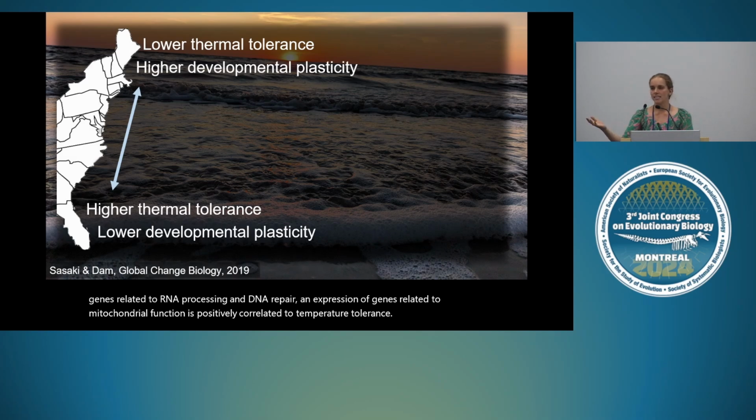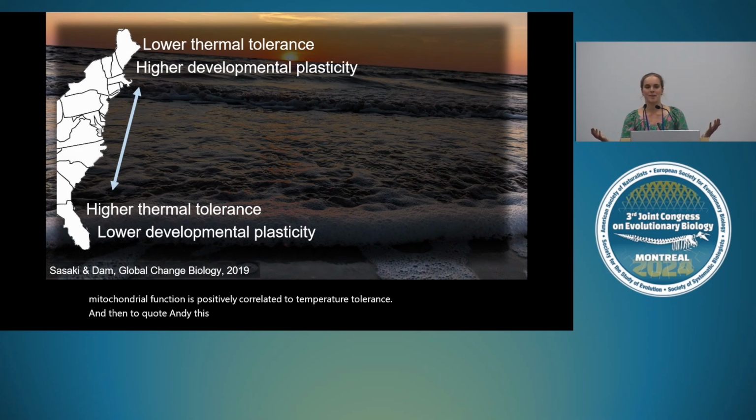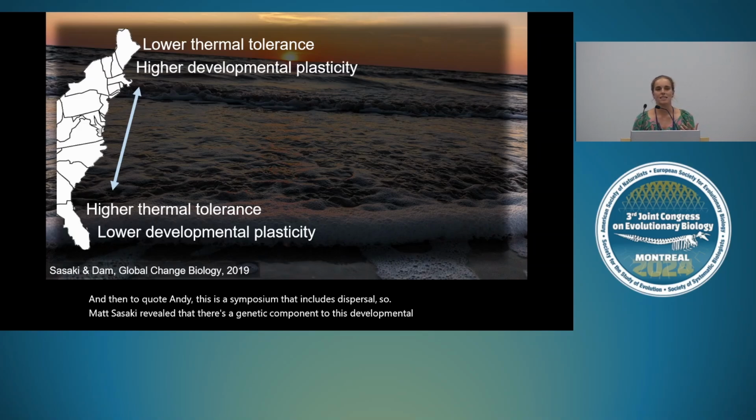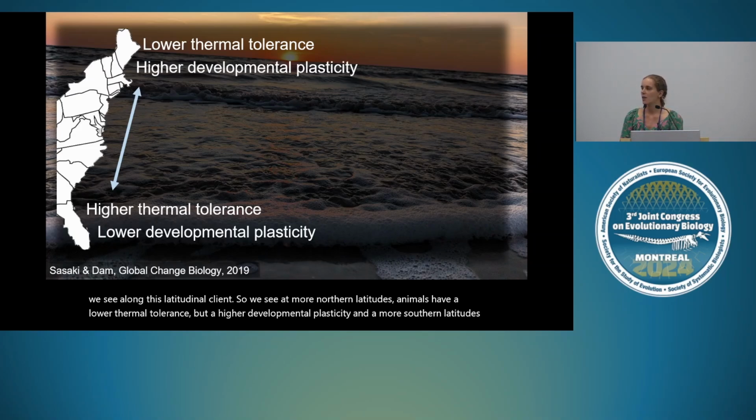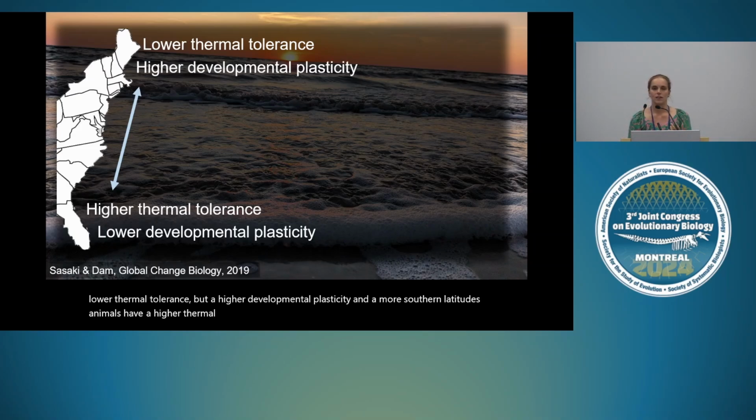And then to quote Andy, this is a symposium that includes dispersal. So Matt Sasaki revealed that there's a genetic component to this developmental plasticity that we see along this latitudinal cline. So we see at more northern latitudes, animals have a lower thermal tolerance, but a higher developmental plasticity. And at more southern latitudes, animals have a higher thermal tolerance, but a lower developmental plasticity.